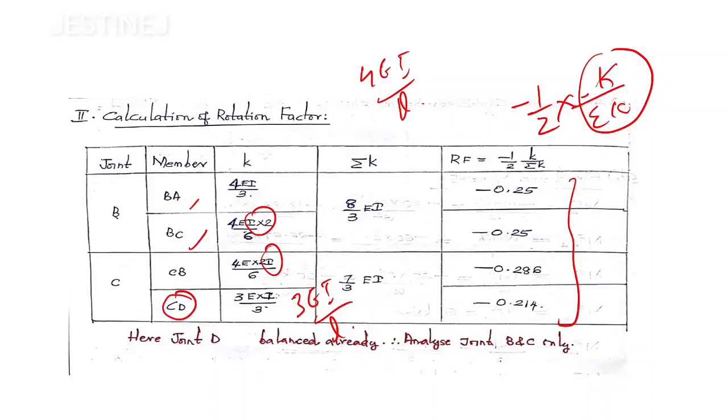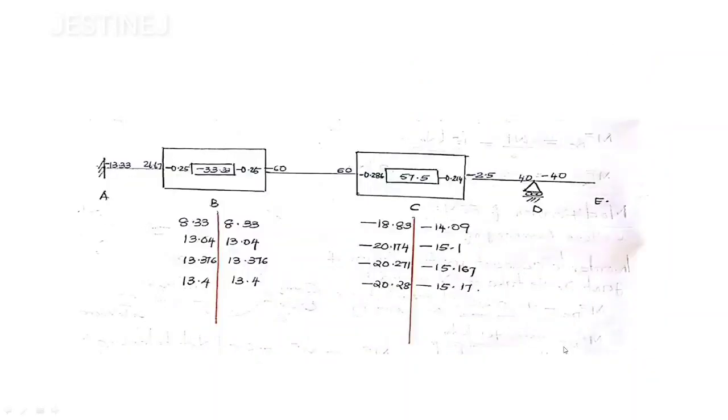So our need to analyze these joints is B and C only. Okay, so the next step is to calculate the near end rotation contribution. For that, we will move on to the different iteration processes. First of all, you have to draw this diagram in this way, with the boxes placed in this way.